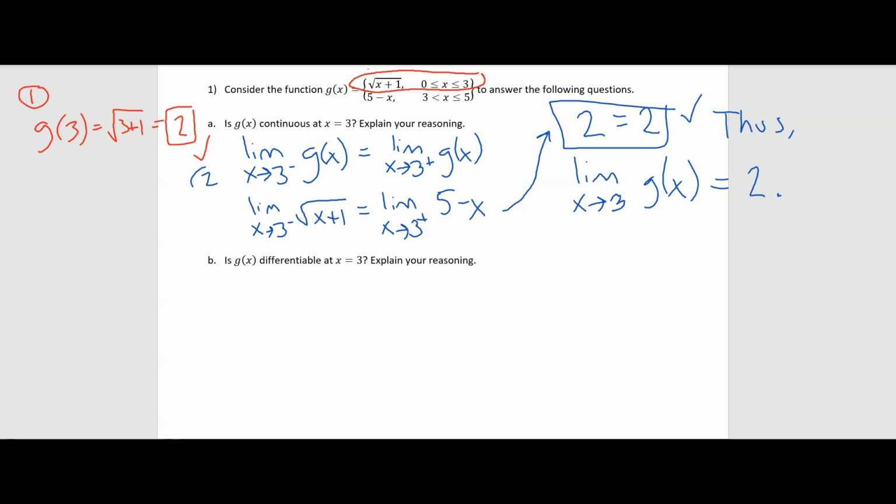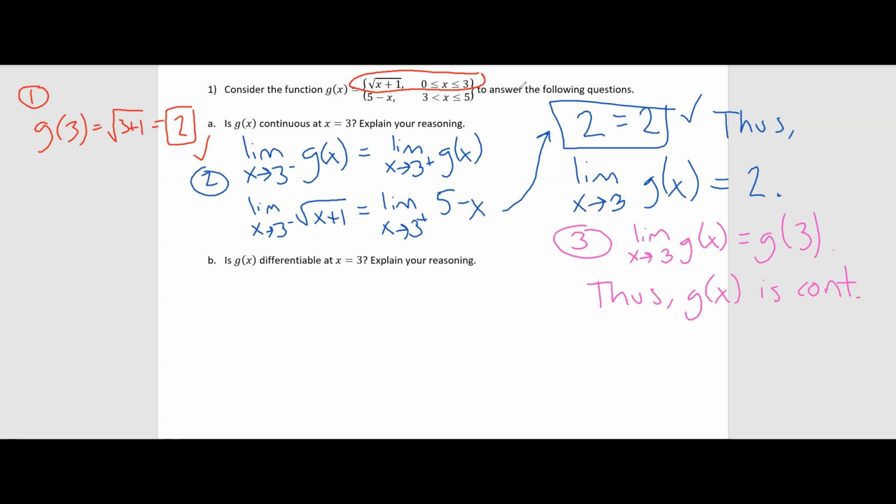Third criteria, so this was criteria 2. Third criteria is to make sure that the limit is equal to the actual value of the function. So the limit as x approaches 3 of g of x is equal to g of 3. Then we can say, thus, g of x is continuous at x equals 3. So you need all 3 parts on your paper, and then you can write your conclusion. So function is continuous. We have that.